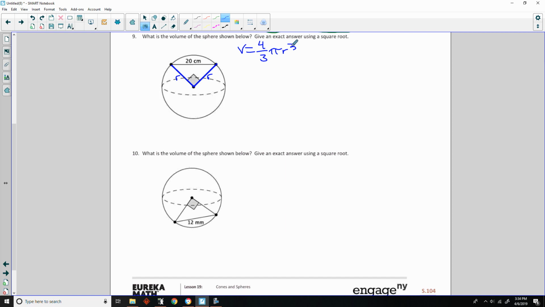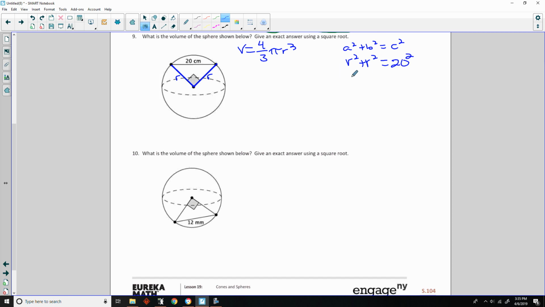So I need the radius to figure out what the volume is. So I need to find this missing value before I can find this. I need to find this missing value using the Pythagorean theorem. So a squared plus b squared equals c squared. A is r squared, b is r squared, and c is my chord, which is 20 squared.